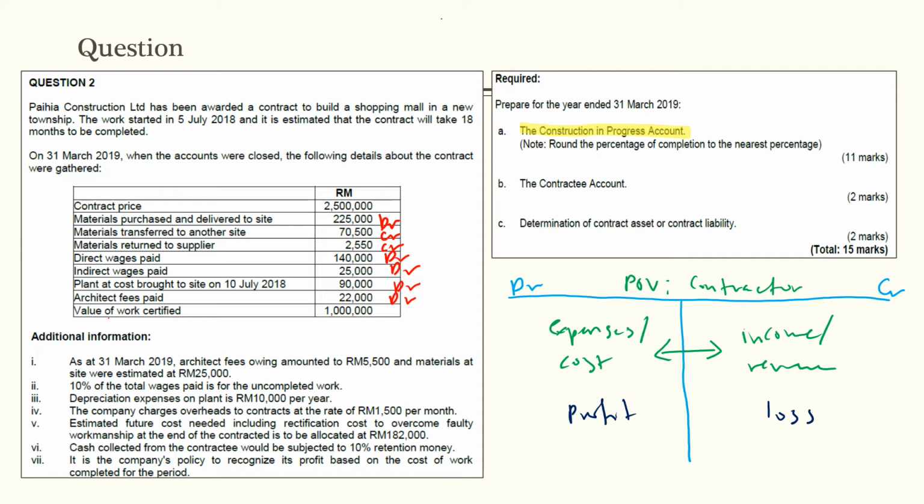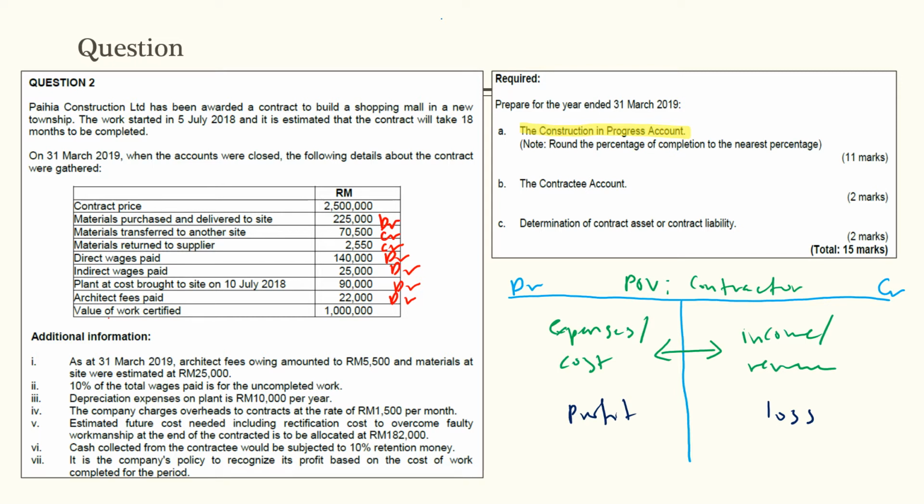Okay, based on the first information, we know that these are the costs incurred on the contract and some of the return that we might receive from the contract. Therefore, all the costs incurred are to be recorded on the debit side, while the income that we may receive from the contract is to be recorded on the credit side. Don't forget, we also have some additional information here that we need to adjust accordingly.